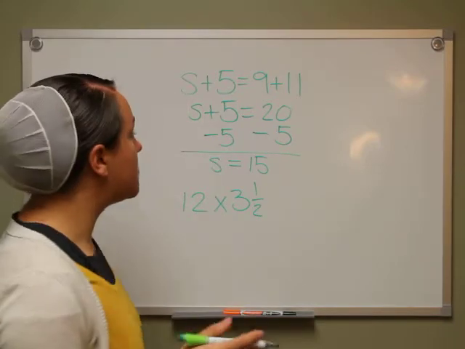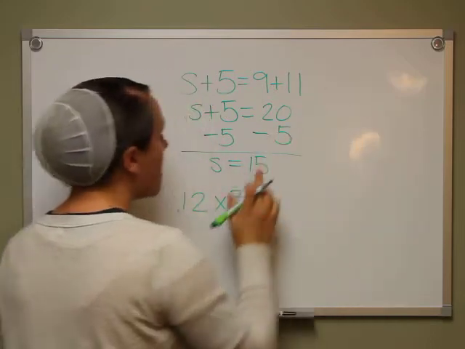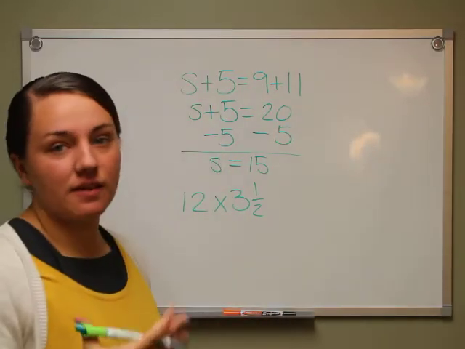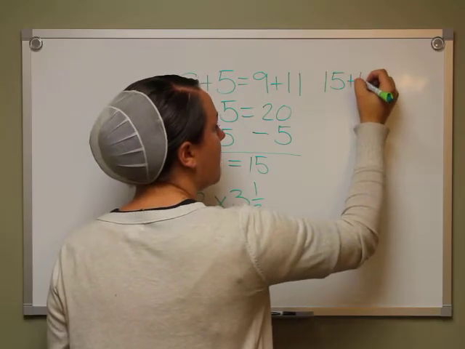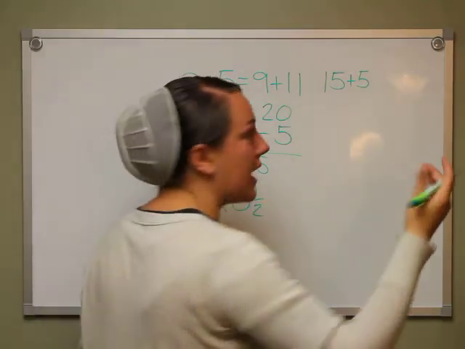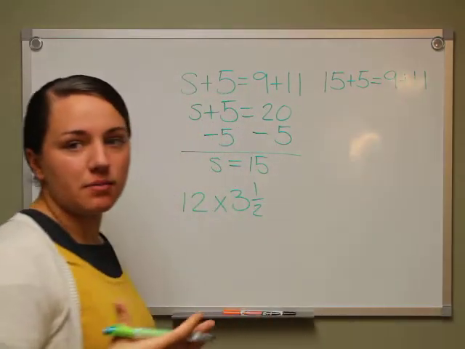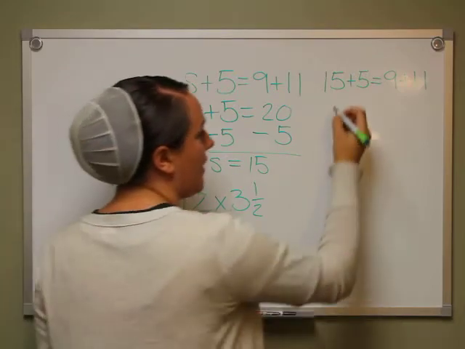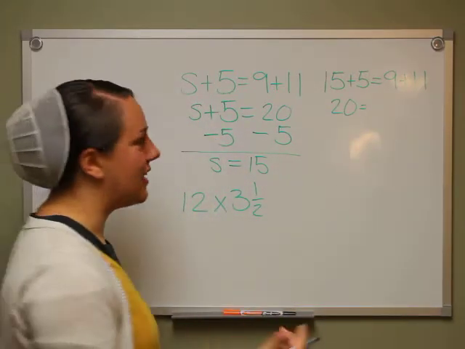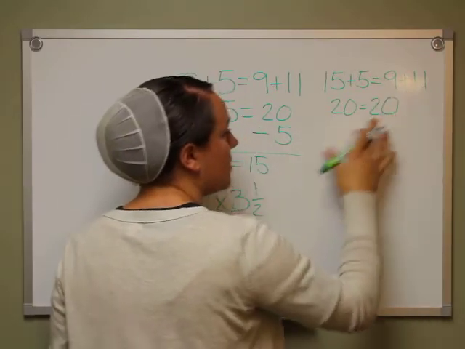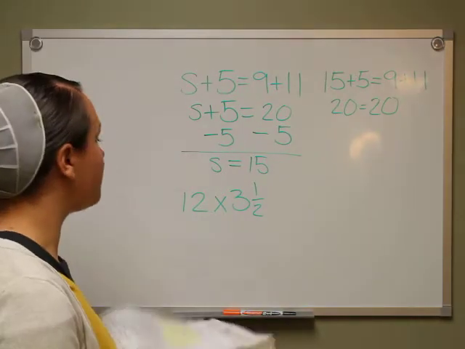Okay, so now we supposedly know what S is, but we're going to check and make sure that we are correct. To check this, we're going to copy our equation, but we're going to put 15 in place of S. So we have 15 plus 5 equals 9 plus 11. Now what is 15 plus 5? That is 20. Equals what is 9 plus 11? That is also 20. Does 20 equal 20? Yes, so it checked correctly.